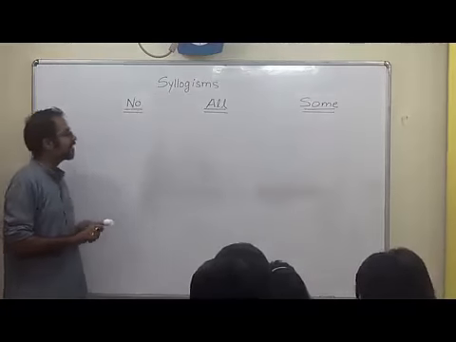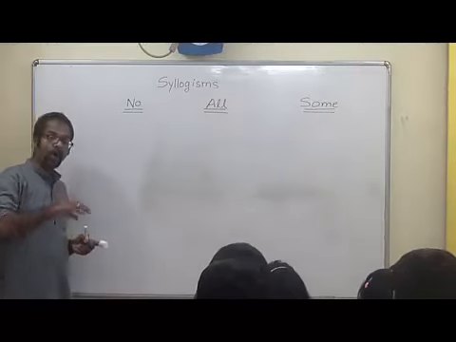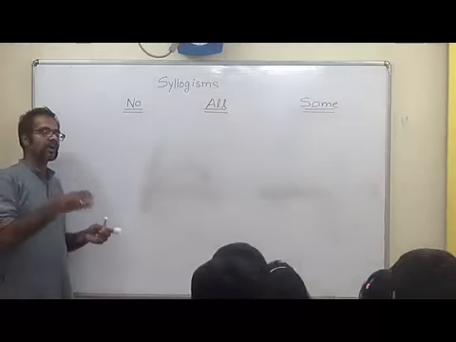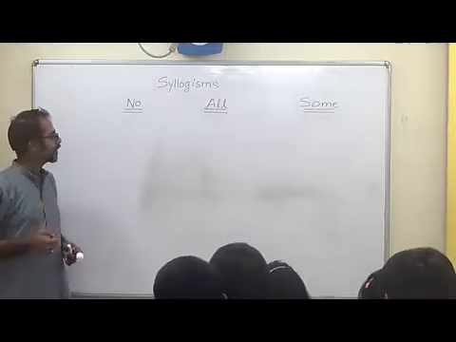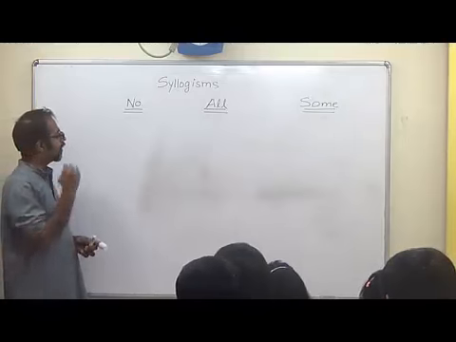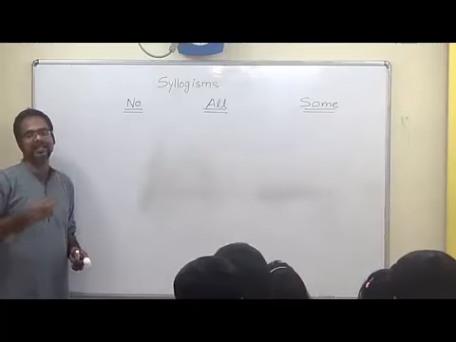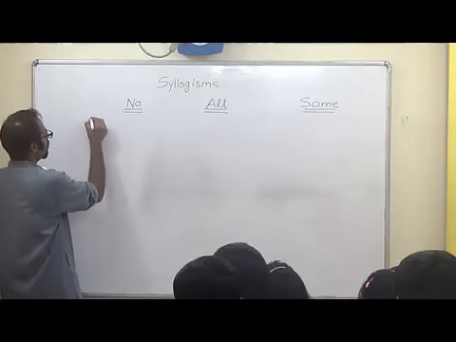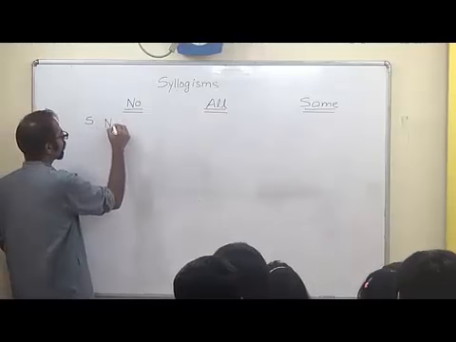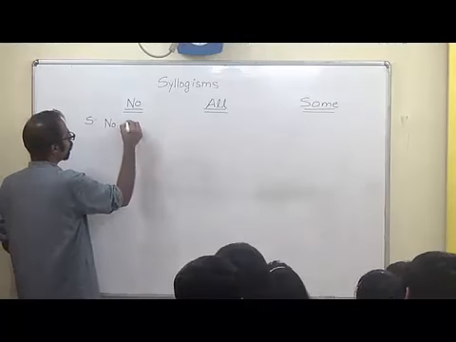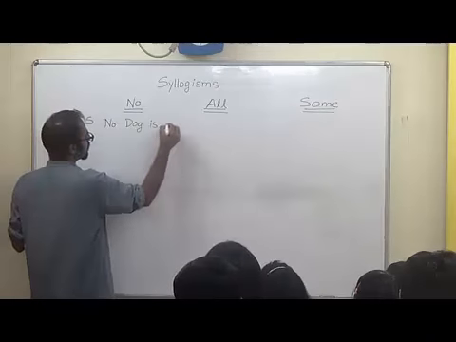So either you will have a sentence which says no something is something, or it says all X are Y, or you have some A is B. Like 3 different kinds of sentences. Let us take a look at sentences containing these words and how we represent them using Venn diagrams. So let us say for no, I give you a sentence and I say no dog is cat.